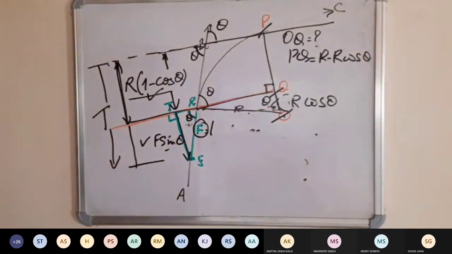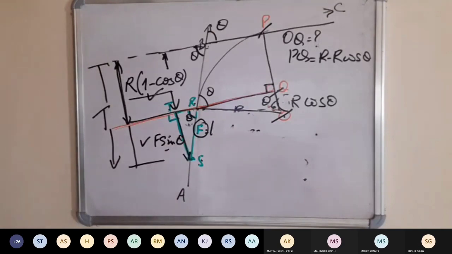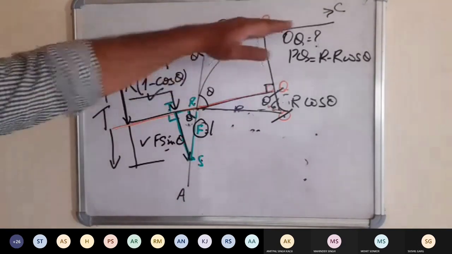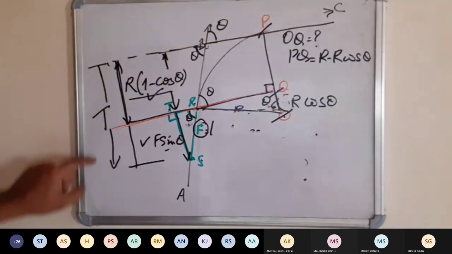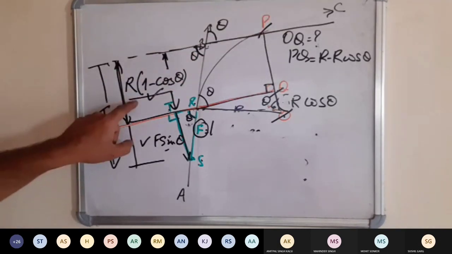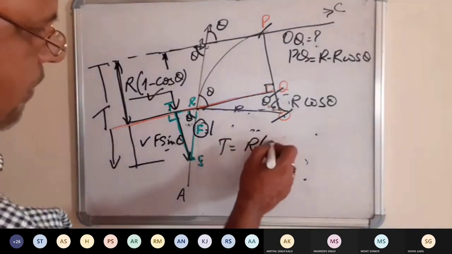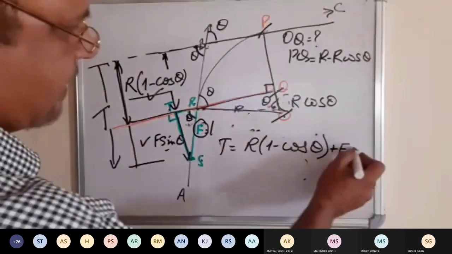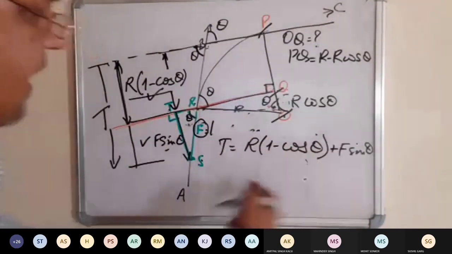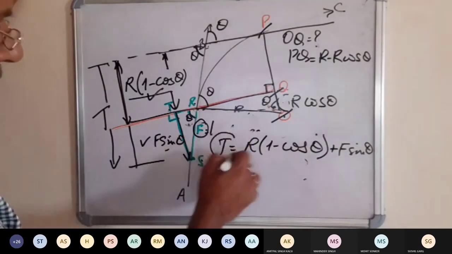So in order to draw the final course, or sorry, the wheel over line, we take this reading. We calculate the value of T using this formula. T is equal to R into 1 minus cos theta plus F sine theta. Either which way, this plus or this plus. We calculate the value of T.